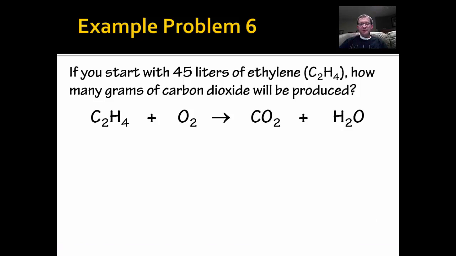So the next problem example I'd like to do with you is from the same page as the previous ones. And again, if you don't have that page for whatever reason, you can just jot this problem down on a piece of paper and solve it along with us. It asks, if you start with 45 liters of ethylene, and there it gives us the formula C2H4, how many grams of carbon dioxide will be produced?